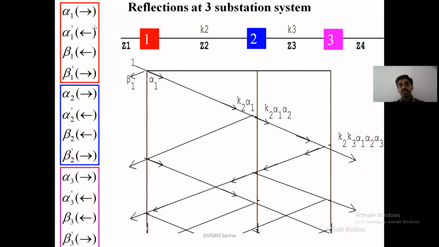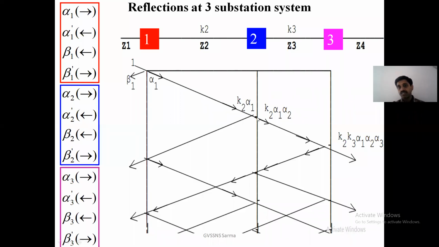As I explained in the previous case, at the junction, if you go from left to right, this is the reflection. If you come from right to left, this is the reflection coefficient. So from this, you can understand the wave with magnitude 1 is incident here. At this junction, it is multiplied with beta 1 and reflected, and it is multiplied with alpha 1 and transmitted. After transmitting, during this process, it is multiplied with the attenuation factor K2 into alpha 1.